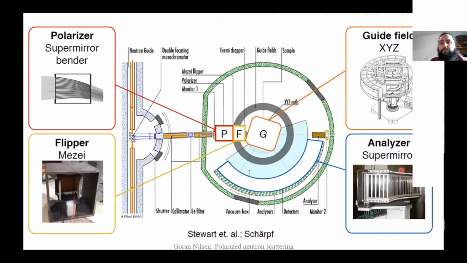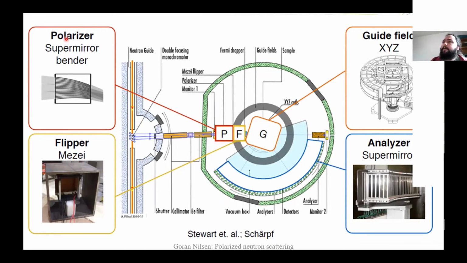So one of the absolute best instruments to perform longitudinal polarimetry is D7. D7 is an instrument at the ILL. It's actually quite a unique instrument. There's another one like it called DNS in Munich. But D7 has been optimized for longitudinal polarimetry.